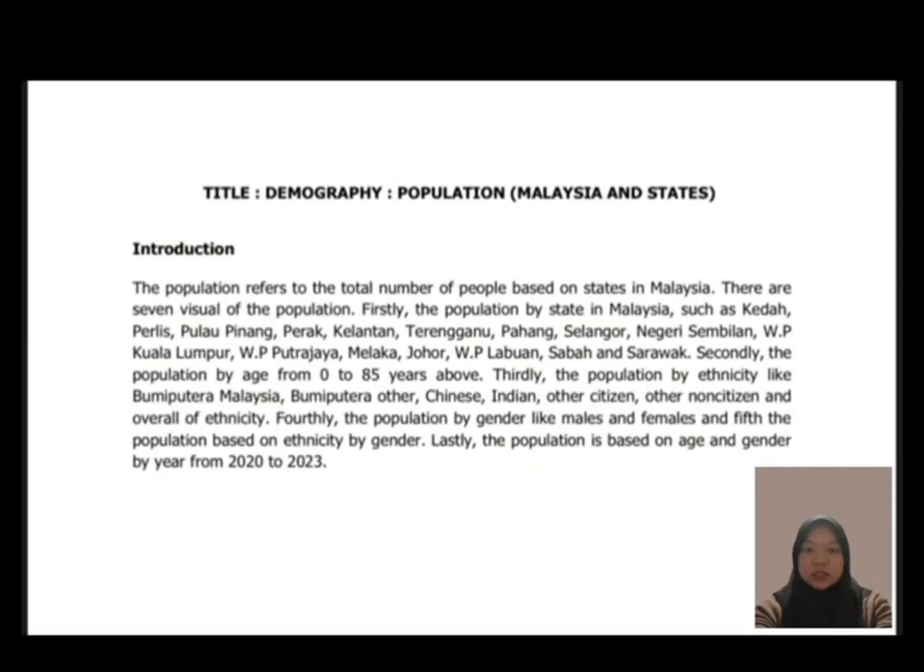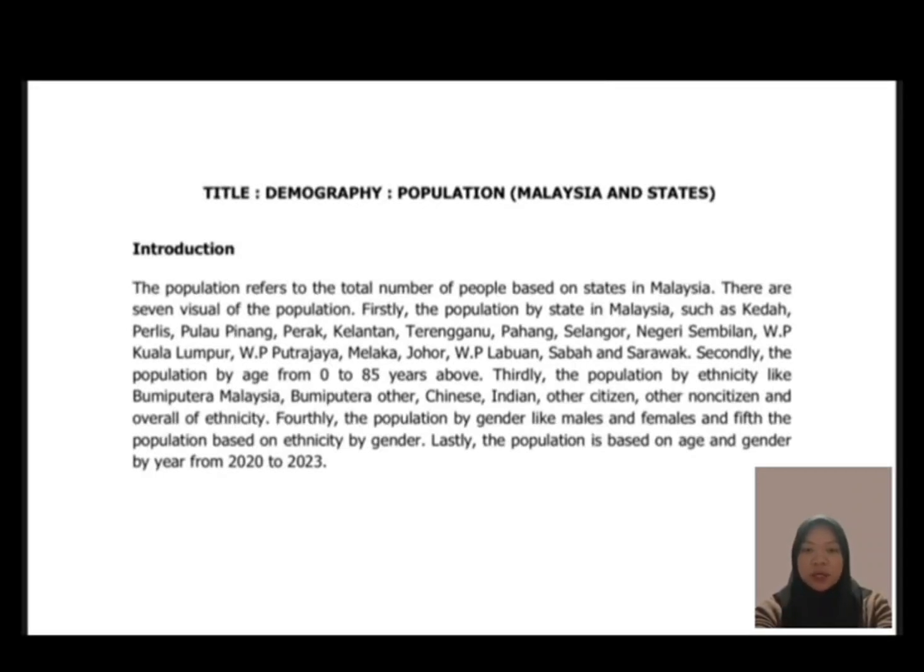Firstly, introduction. The population refers to the total number of people based on stats in Malaysia. There are 7 visuals of the population. Firstly, the population by state in Malaysia such as Kedah, Perlis, Pulau Pinang, Perak, Kelantan, Terengganu, Pahang, Selangor, Negeri Sembilan, Kuala Lumpur, Putrajaya, Melaka, Johor, Labuan, Sabah and Sarawak.